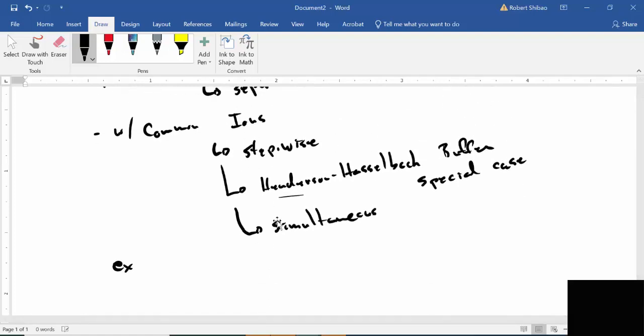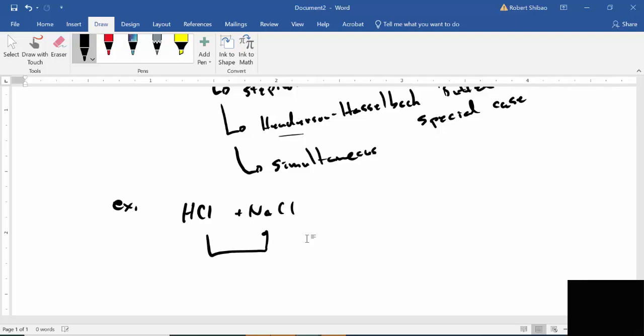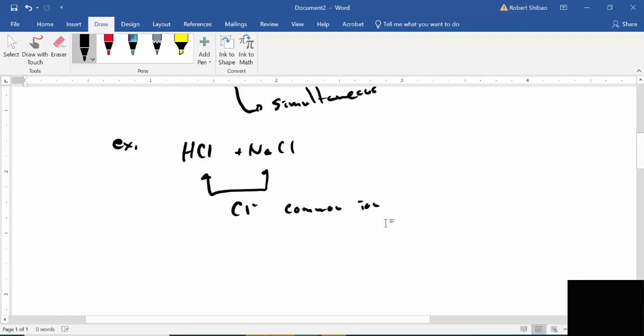So let's look at mixture with common ion. Mixtures with common ions would be like HCl plus sodium chloride. When we look at both of these, they'll have the chloride as a common ion. And what we try to do is just do it stepwise. Normally when we have soluble salts, we'll start with those. So soluble salt, sodium chloride.